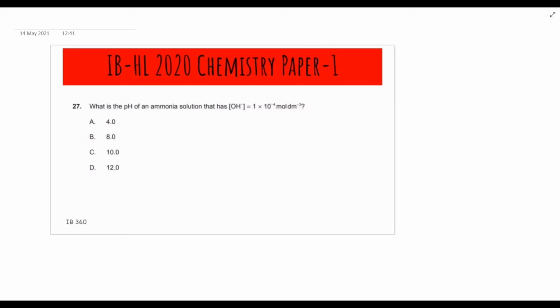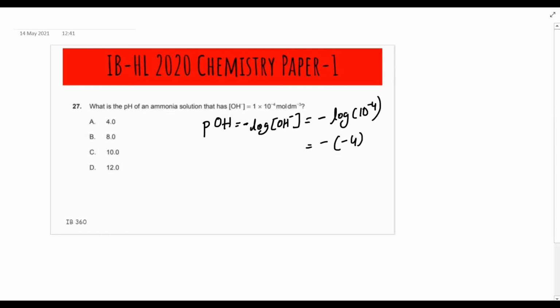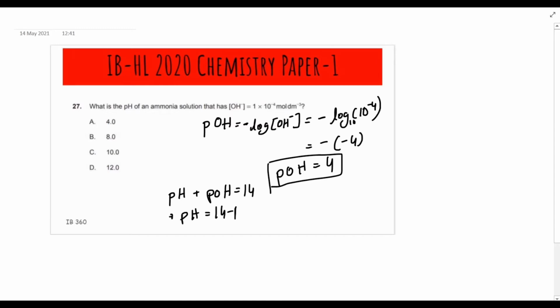Now for question 27, you need to find the pH of an ammonia solution that has this OH- concentration. Now firstly calculate pOH. pOH is minus log of OH-, sorry. It would be minus log 10 to the power minus 4. So it's minus of minus 4. It's obviously log base 10. So our pOH comes out to be 4. Now we know the law that pH plus pOH is equal to 14. So pH is basically 14 minus pOH. That is 14 minus 4. So the pH of our solution is 10. So option C is the correct answer.